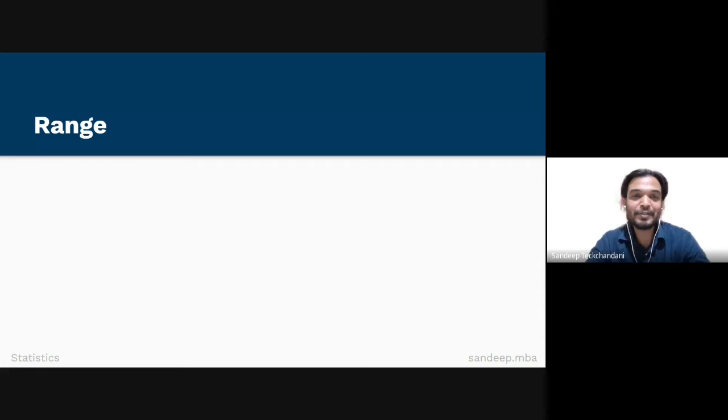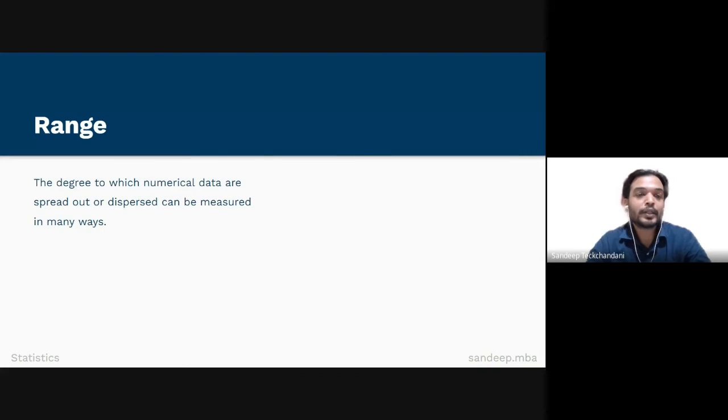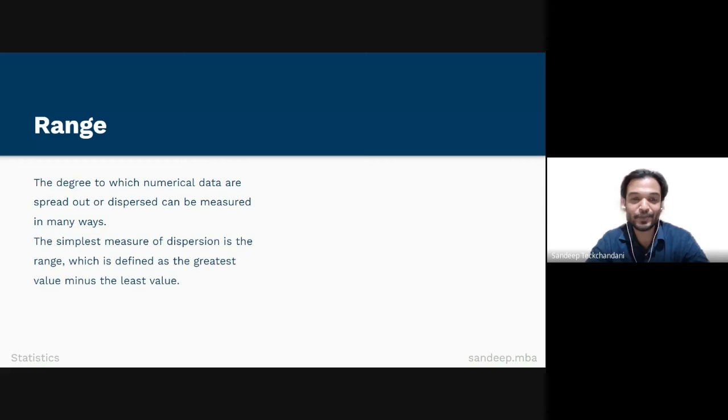In this slide, we will study range. The degree to which numerical data are spread out or dispersed can be measured in many ways. The simplest measure of dispersion is the range, which is defined as the greatest value minus the least value.